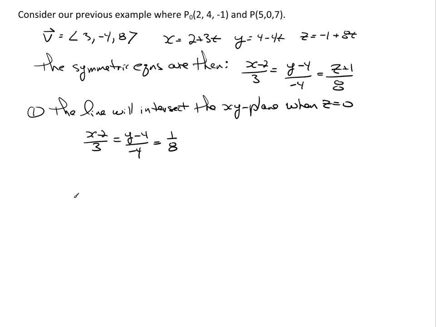See, now I can solve the equations. And I'm going to solve this one by one. I'll take x minus 2 over 3 has to be equal to 1/8. That implies that x minus 2 is equal to 3/8, which means that x is equal to 3/8 plus 2, which is 16 plus 3 is 19/8.